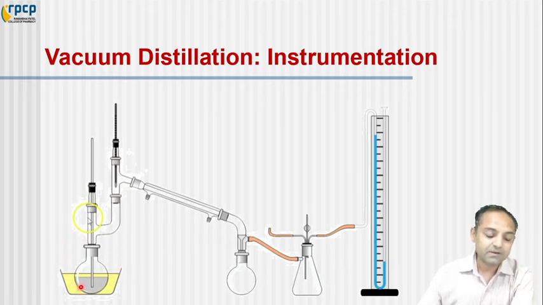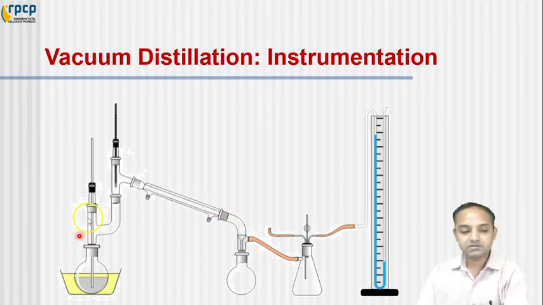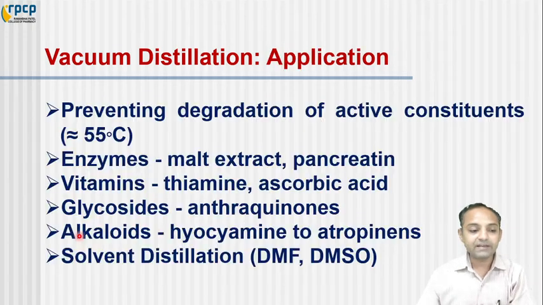It is the same as when we apply heat: our solvent is vaporized, then it is condensed. Here we are using a vacuum adapter and applying the vacuum. This is called the vacuum trap, and as we apply the vacuum, the boiling point is depressed. So this is a vacuum distillation assembly.